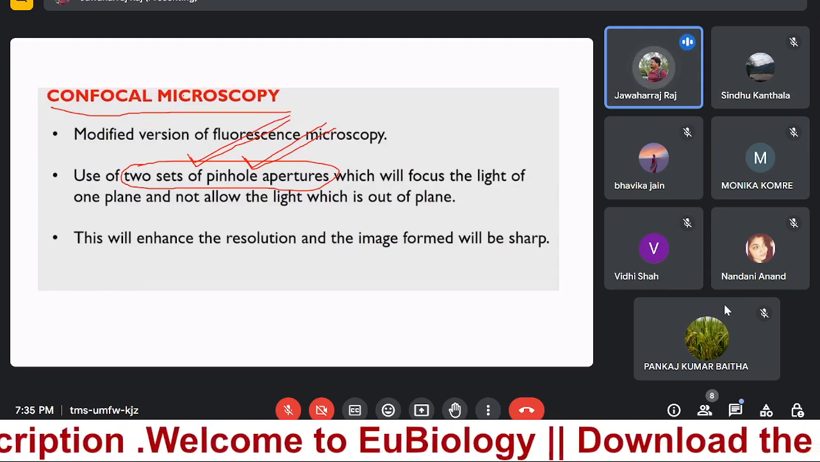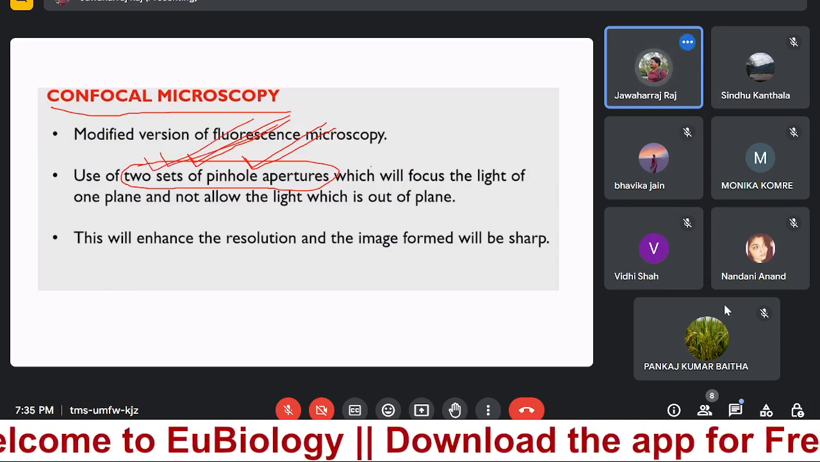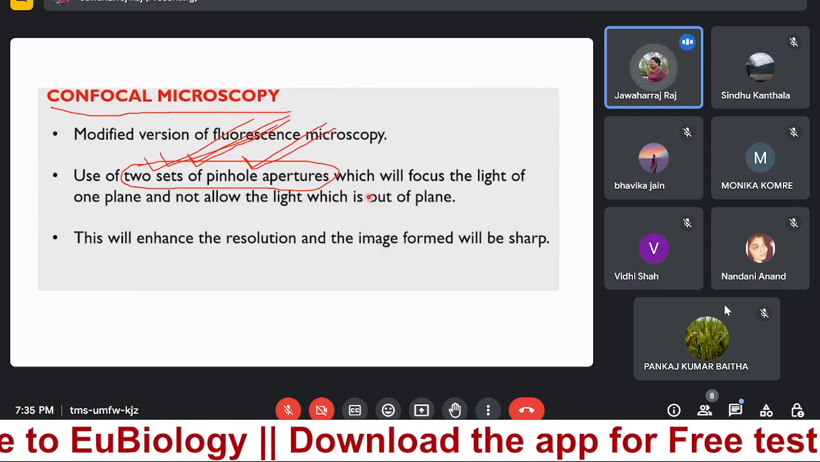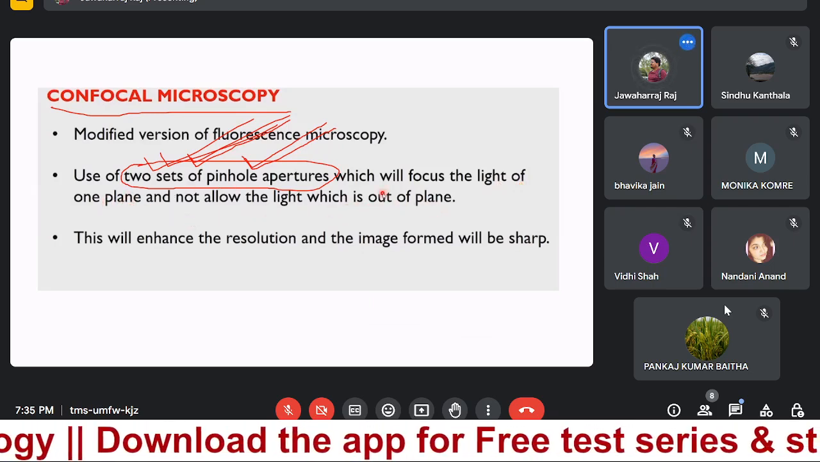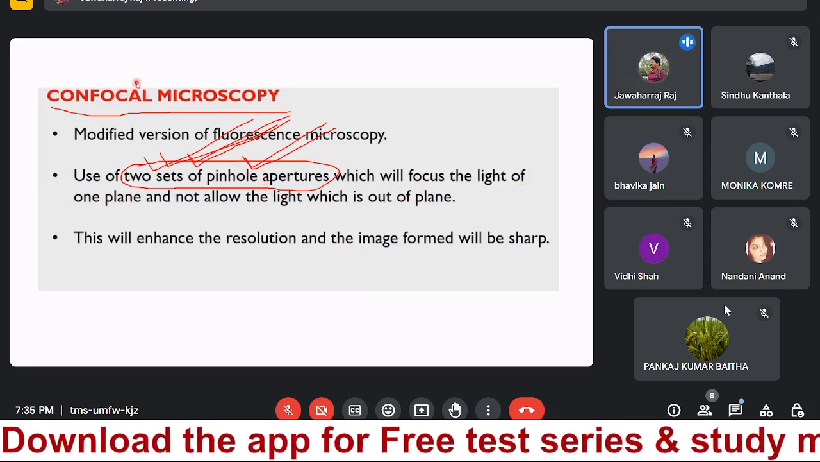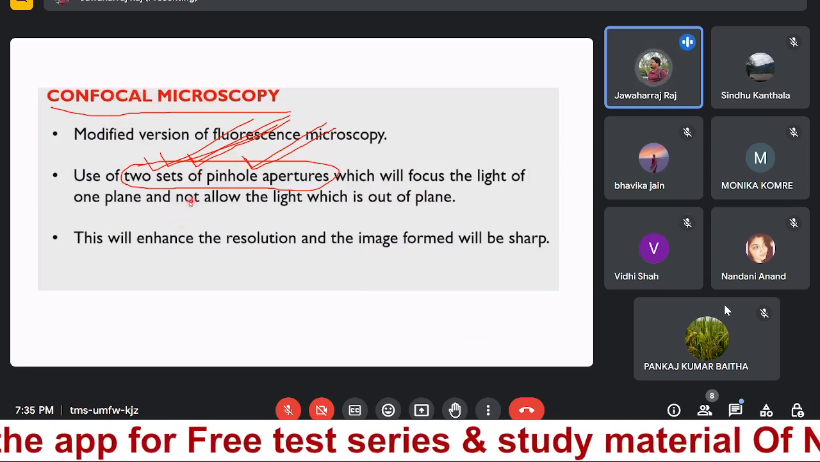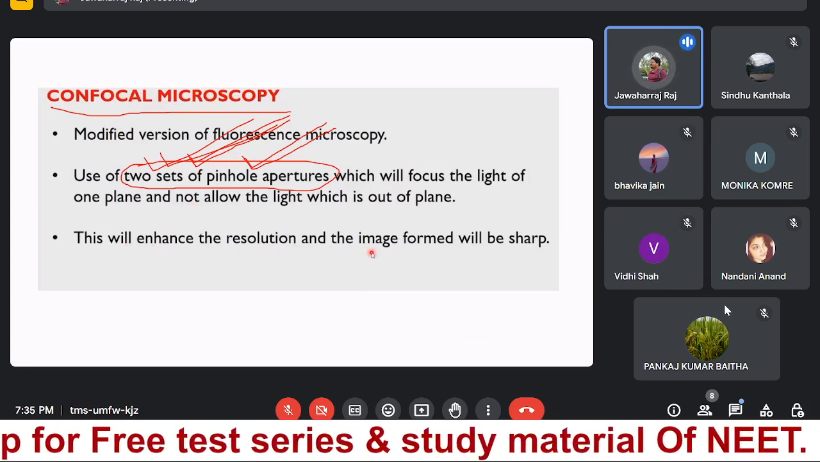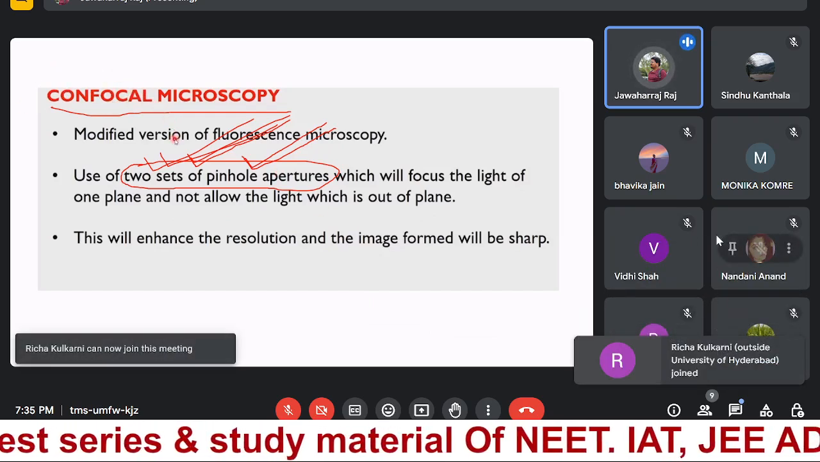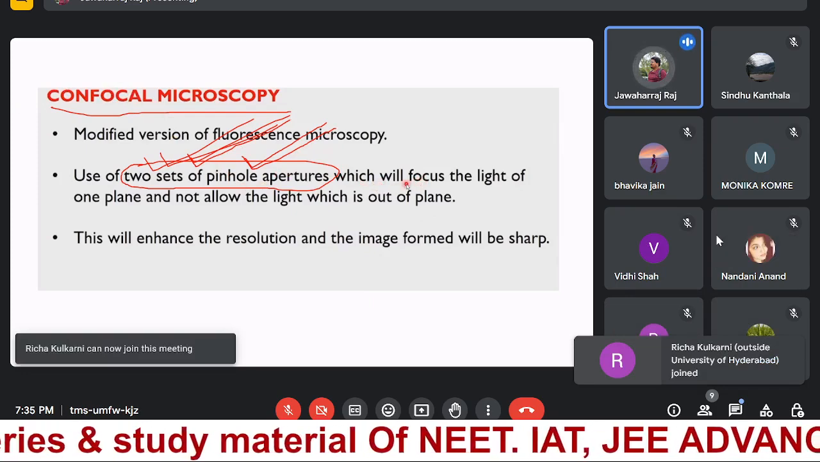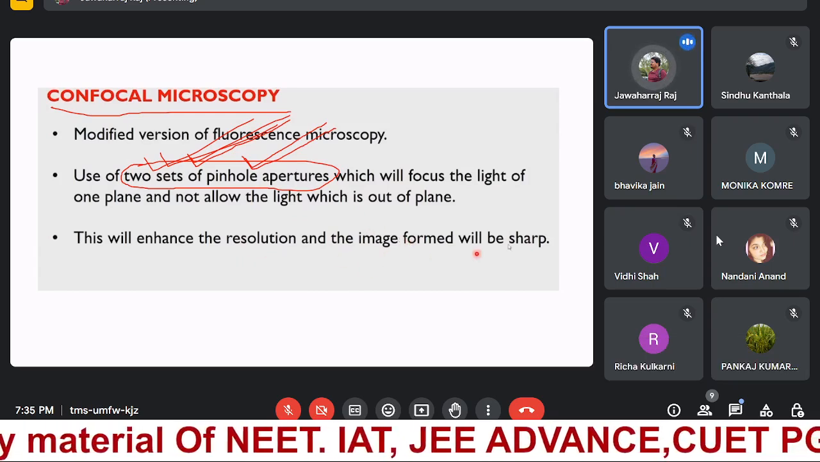So what is the fundamental difference between fluorescence and confocal microscopy? It is the use of two sets of pinhole apertures. What do these pinhole apertures do? They focus the light in one plane and do not allow the light which is out of plane. It is giving the specificity. It is focusing, that's why it is called confocal microscopy. The resolution is enhanced. In confocal microscopy, the light is focused at one plane, the light which is out of plane is not allowed, and there is an enhancement in the resolution, and the image which is formed is very sharp.